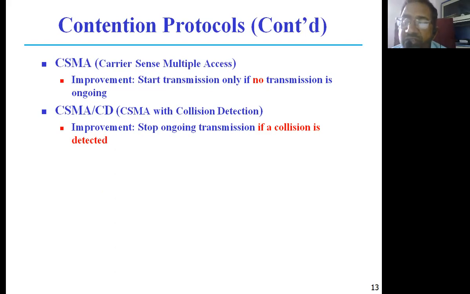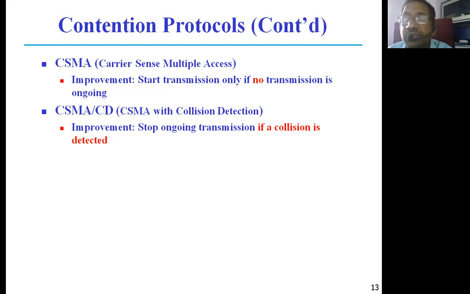You have to sense whether any carrier signal is moving on the multiple access shared resource or not. Therefore, the name is carrier sense multiple access. In this, we have two varieties: CSMA/CD and CSMA/CA. CSMA/CD means collision detection. The improvement over the Aloha protocol is to stop ongoing transmission if a collision is detected. Even after we sense before we transmit, sometimes a collision may take place.